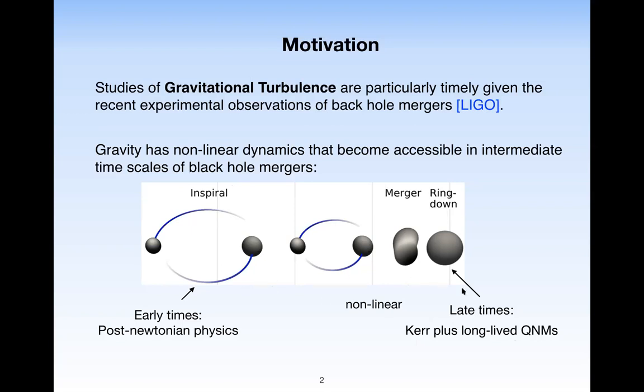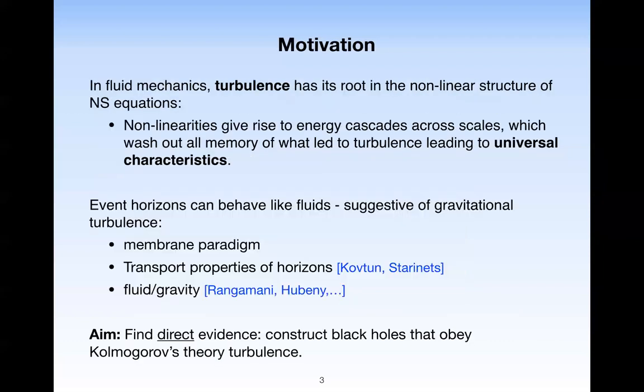Now, in intermediate time scales, roughly around here, where the actual merger takes place, the nonlinear dynamics of gravity become important. And this is precisely why one might expect to see an imprint of gravitational turbulence in this regime. But why is this the case? In order to answer this question, let me take you all the way to a completely different field, that of fluid mechanics and the Navier-Stokes equations in particular.